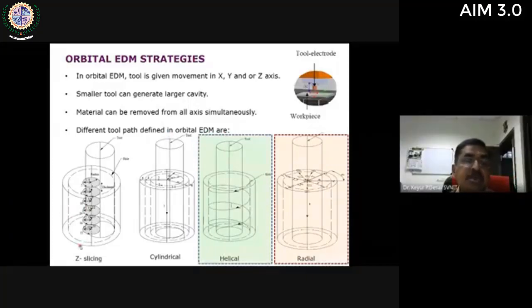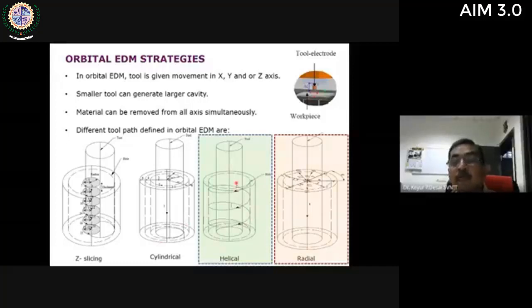You can have one strategy known as Z slicing. You allow the tool to machine up to some depth and then orbit it and remove the material in the periphery. Then you increase the depth of machining and once again orbit it. This is known as Z slicing. We can have orbital movement in cylindrical slicing as well, wherein using die sinking you generate the entire depth of the cavity and then keep on orbiting the tool. Gradually, depending upon the change in the orbiting radius, cylindrical annular surfaces can be machined.